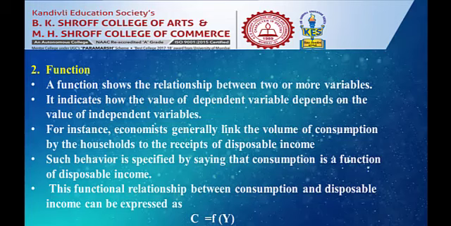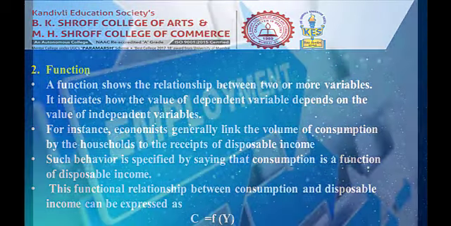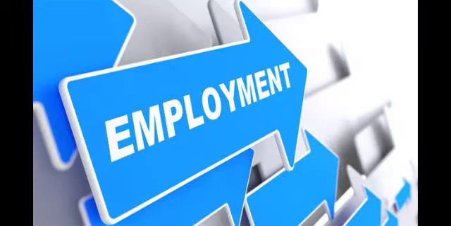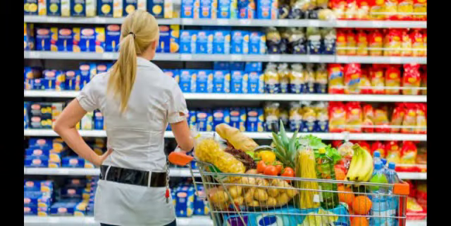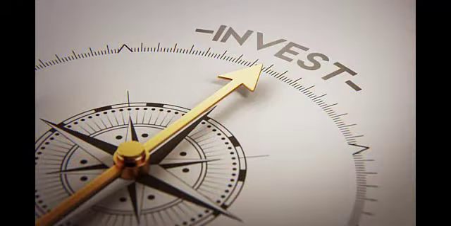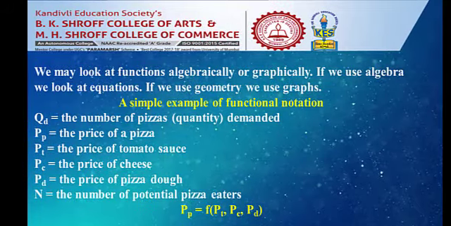A goal of economic analysis is to determine the independent variables which explain certain dependent variables. For example, what explains the changes in employment, a change in consumer spending, change in business investments, etc. We may look at functions algebraically or graphically. If we use algebra, we look at equations, but if we use geometry, then we use graphs. A simple example of a functional notation would be something which is given below.